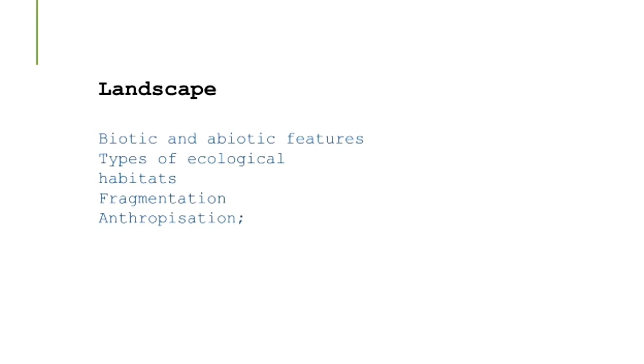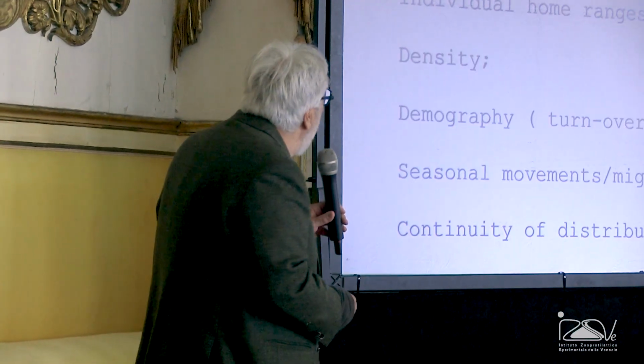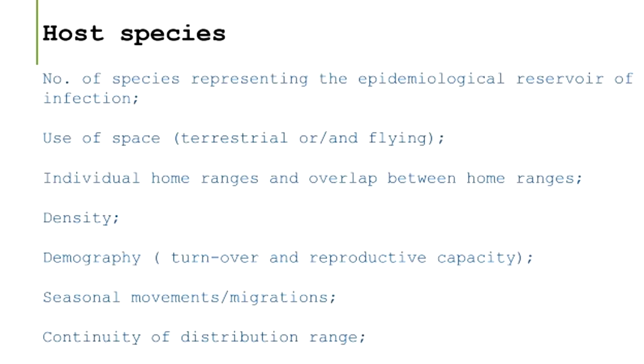Remember the landscape: biotic and abiotic features, type of ecological habitats, fragmentation, anthropization, all the same, huh? You know better than me, it's your job. Then host species: number of species representing the epidemiological reservoir of the infection. Think about avian flu. How many species are involved? How many species maintain the virus? And so on and so on.